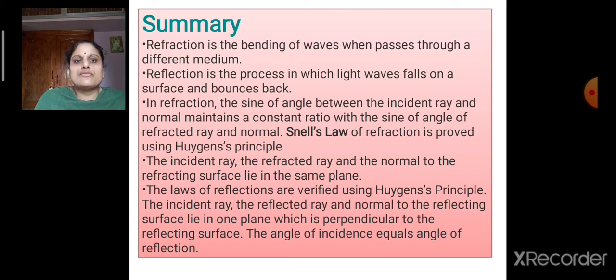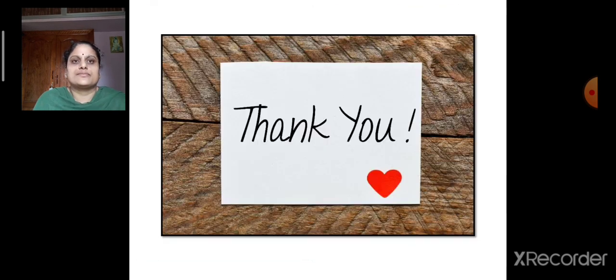The laws of reflection are verified using Huygens principle. That is, the incident ray, reflected ray, and normal to the reflecting surface lie in one plane which is perpendicular to the reflecting surface. And the angle of incidence equals the angle of reflection. So in this module, we have discussed the laws of reflection and refraction using Huygens principle.